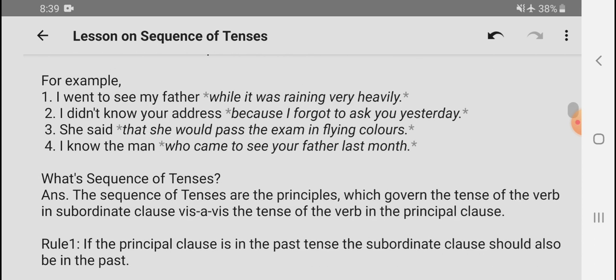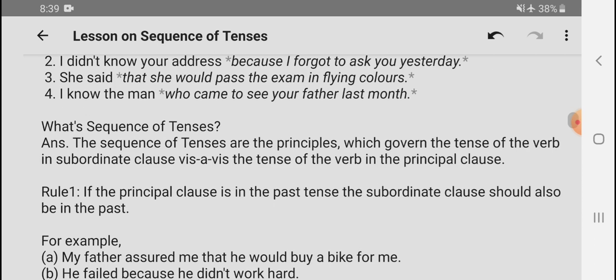Okay, now let's take a look at what sequence of tenses is. That's the topic, and that's what we need to know. Sequence of tenses are the principles which govern the tense of the verb in the subordinate clause, and vice versa, the tense of the verb in the principal clause. It means sequence of tenses are actually rules that tell you what should be the tense of the clauses in principal as well as in subordinate.